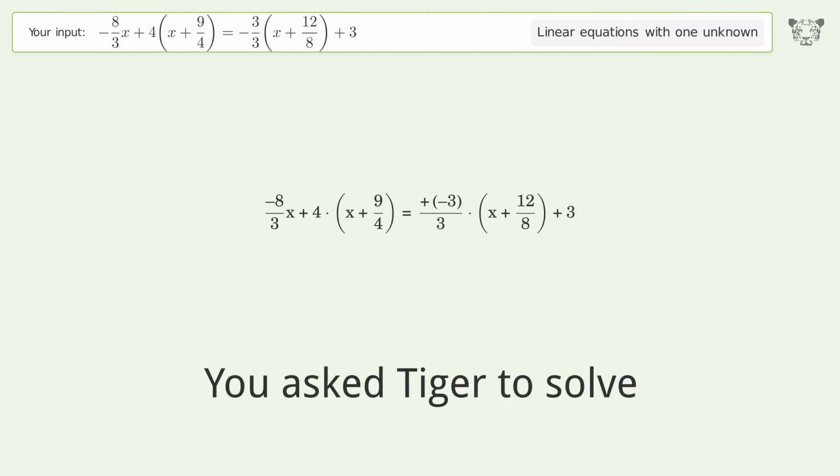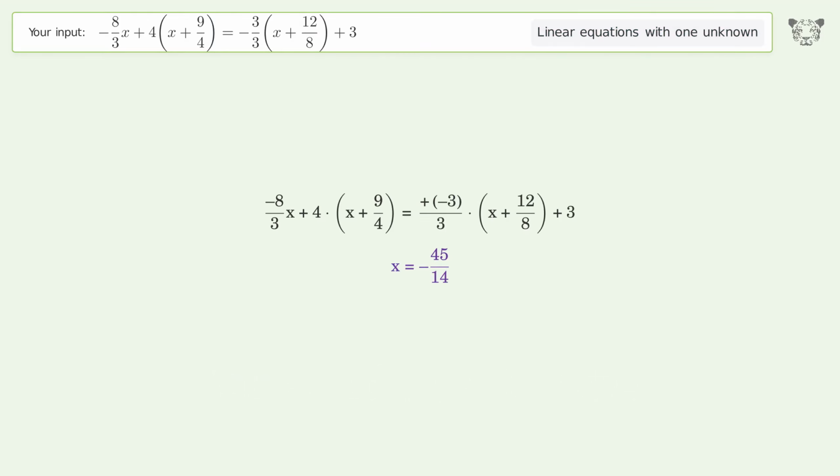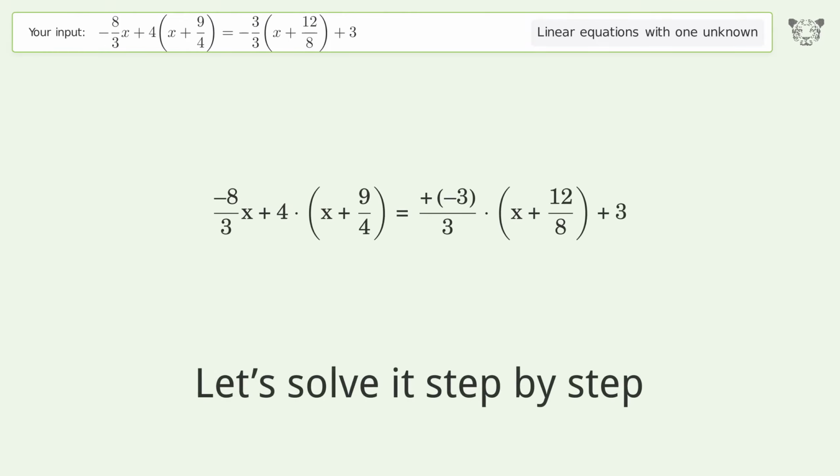You ask Tiger to solve. This deals with linear equations with one unknown. The final result is x equals -45/14. Let's solve it step by step.